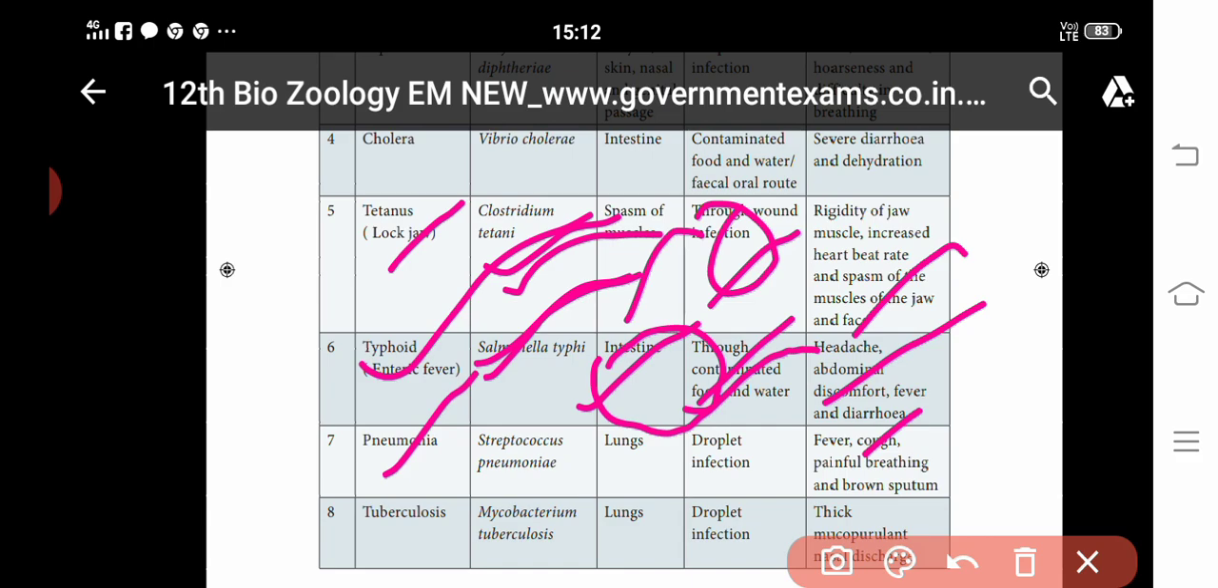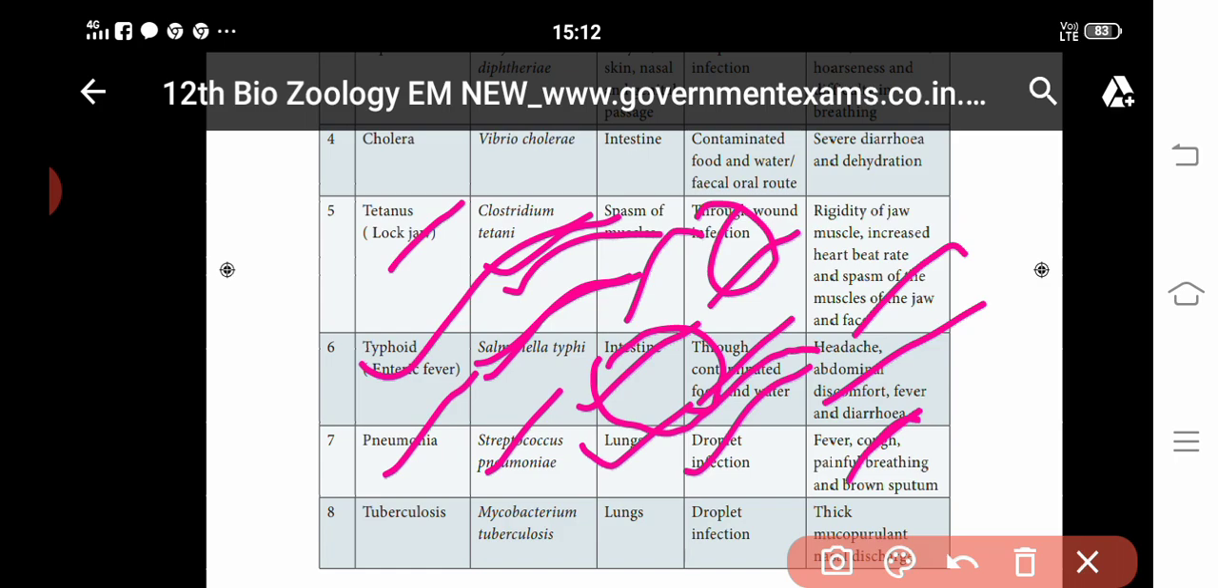So next one, pneumonia. Pneumonia is caused by which pathogen? Streptococcus pneumoniae. It mostly affects the lungs. It is due to droplet infection. Fever, cough, painful breathing and broad spectrum. So pneumonia, do you know the lungs?